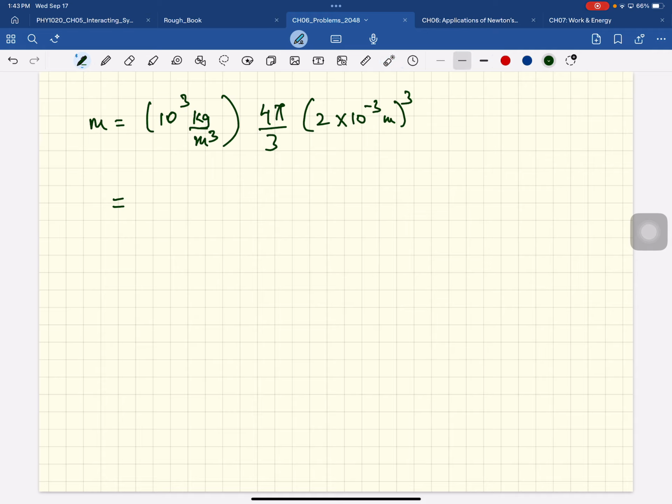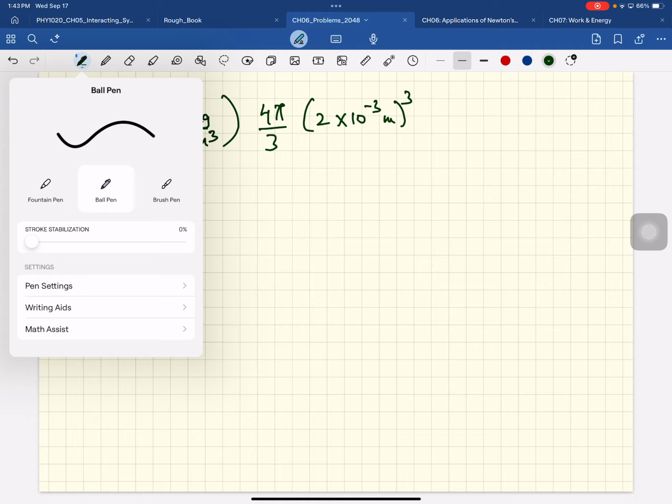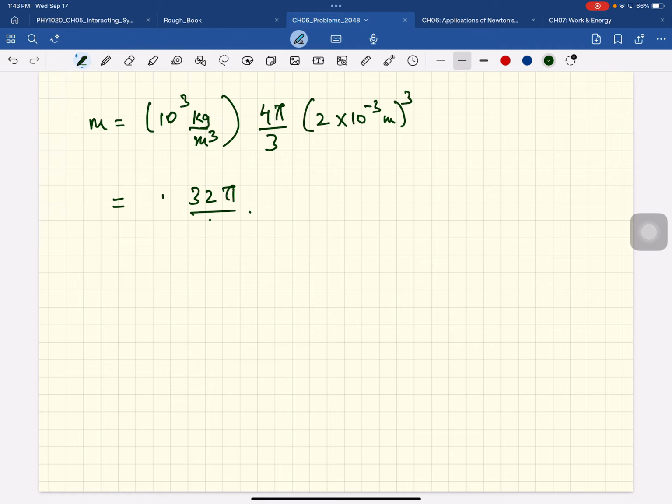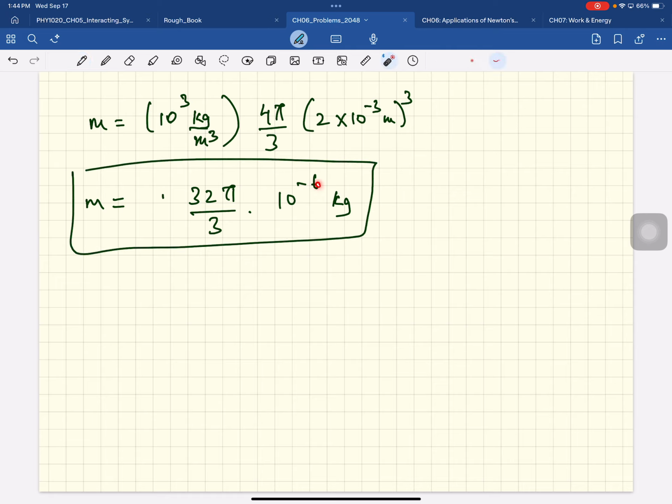Okay, so this is 32 pi over 3 times 10 to the minus 6 kg. Yeah, okay, that makes sense. 2 millimeters, so this is a tiny drop. Okay, so that's the mass of the raindrop. 10 to the minus 3 kg is a gram, so this is about that many milligrams. The mass of this thing is in milligrams.